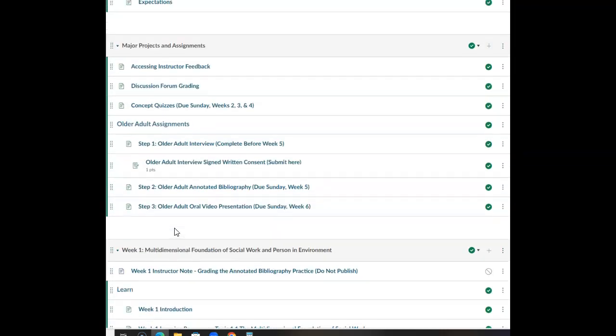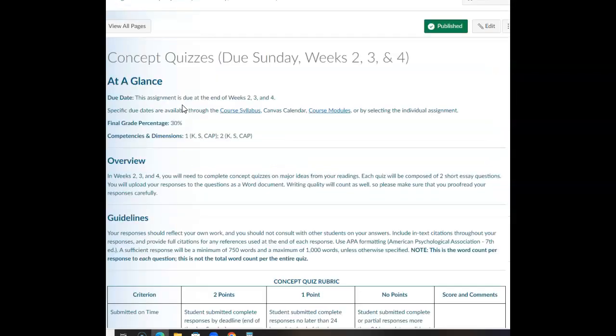of our course, okay? So as I mentioned, there are 3 concept quizzes that are going to be due on weeks 2, 3, and 4. The concept quizzes are due on the Sunday of the week in which they are assigned. They're each worth 10% of your grade. Altogether, they're worth 30% of your final grade, okay? Each quiz is composed of 2 short essay questions. You are to upload your responses to the questions as a Word document.